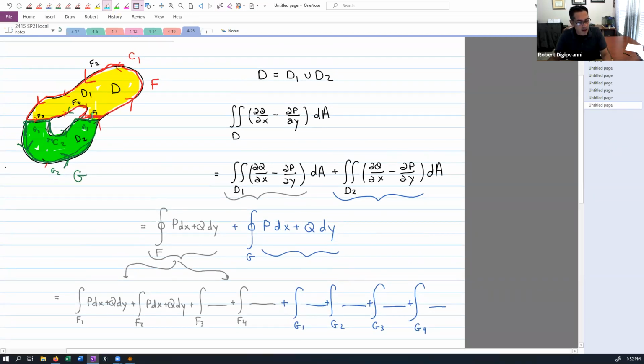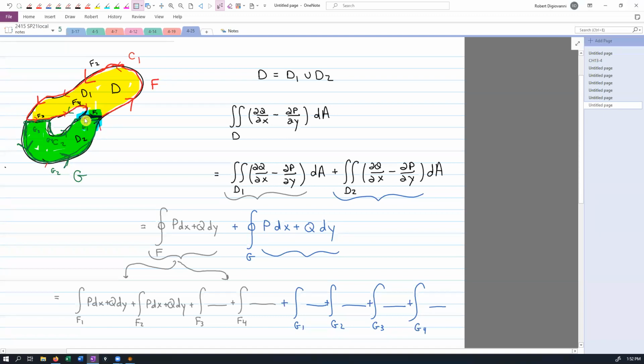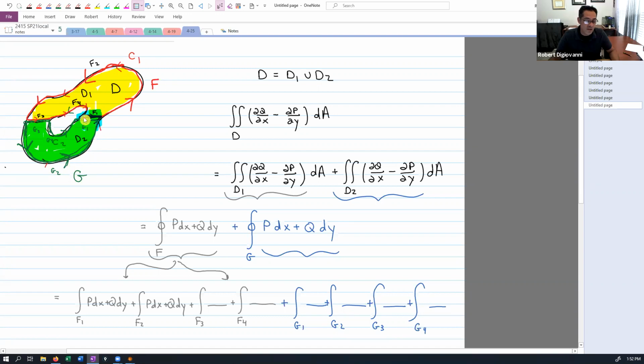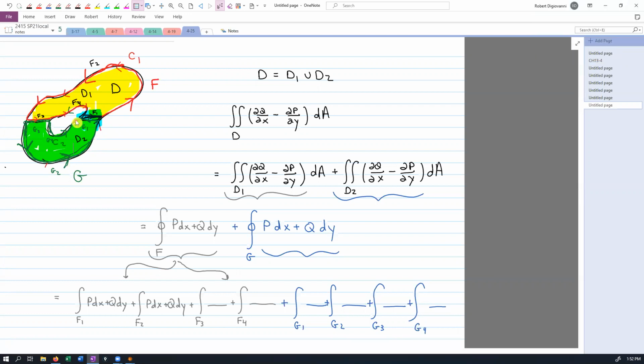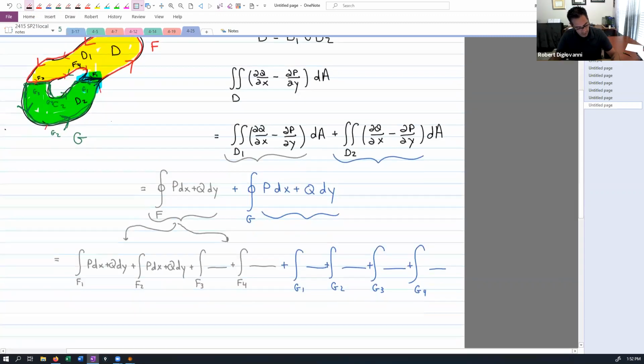What can y'all tell me about the line integral over F1 and G1 right there? They're the same, but aren't they in opposite directions? Doesn't F1 go from left to right and G1 goes from right to left? But they're the same line integral, just opposite directions. And that means they're opposite in signs, which means when you add them, they cancel. Okay, so F1 and G1 will go away.